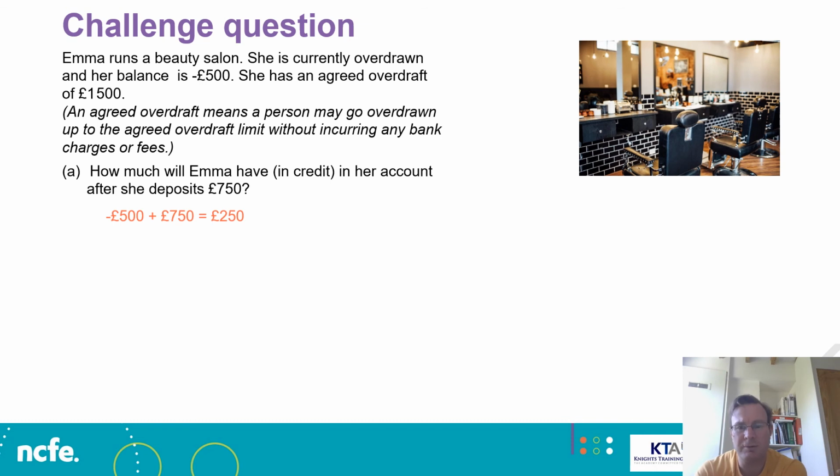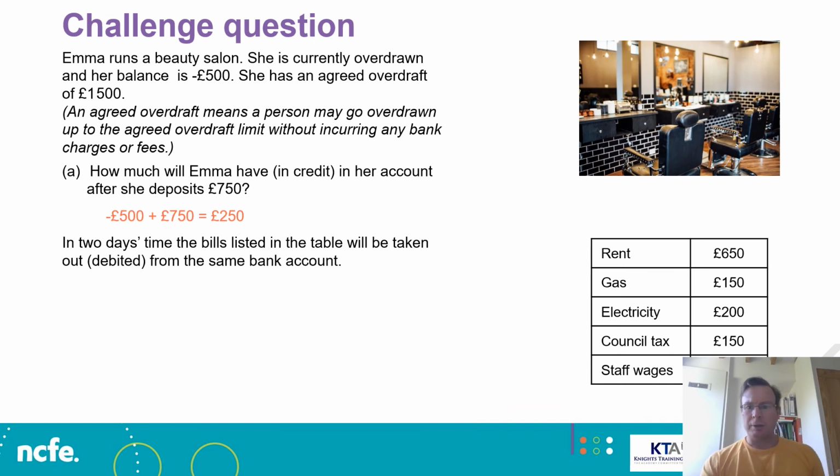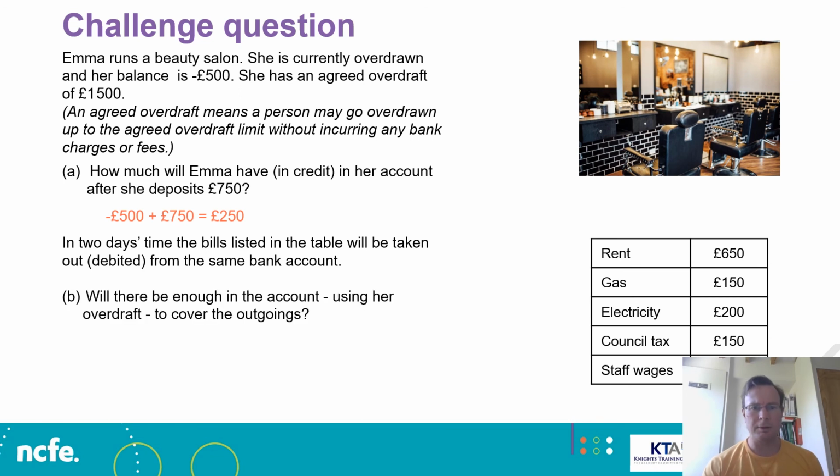So here's the answer once you've unpaused. She started with -500. She's added 750, so she was all the way onto her left-hand column, wasn't she? Her negative numbers. She's added a good 750 quid, but she's only £250 in credit. So in 2 days' time, the bills listed in the table will be taken out from the same bank account. Will there be enough in the account, using her overdraft, to cover the outgoings?